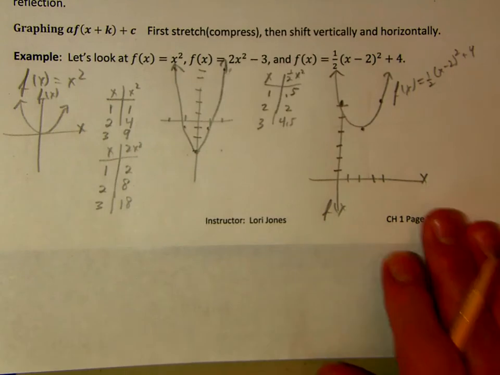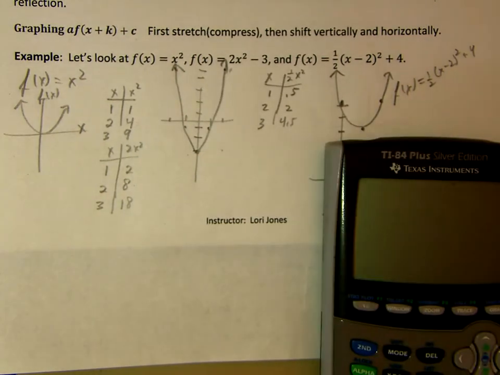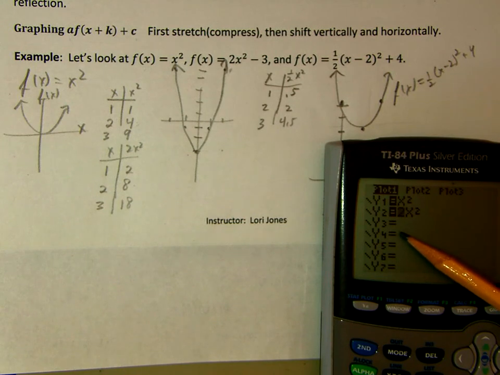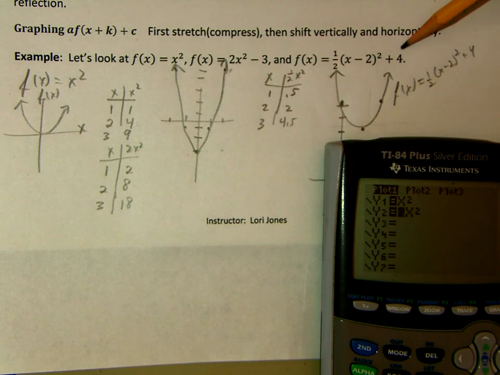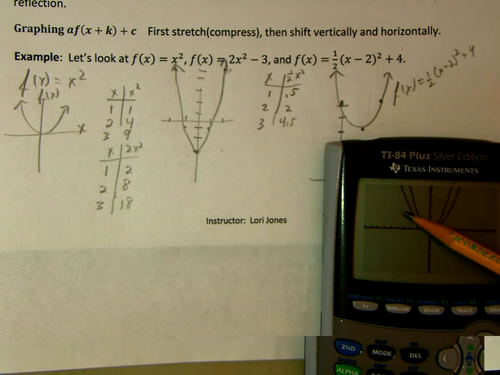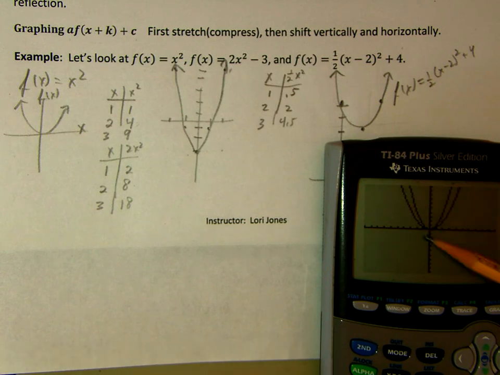Let's take a look at the compression on our calculator. So I'm going to go ahead and leave the x squared there so you can see how the change in the coefficient, our stretch compress factor, changes the graph first, and then we'll go ahead and put in the horizontal and vertical translations. So if I put in a half x squared, you can see that the graph is a lot fatter. This is the original f of x is x squared.